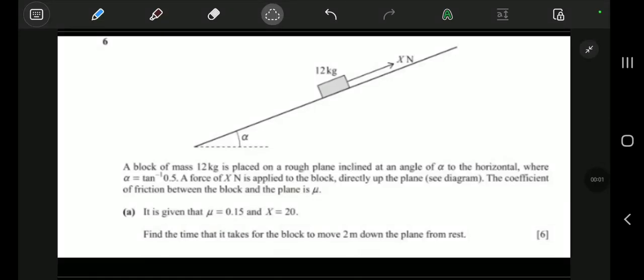Now question 6 goes as: a block of mass 12 kg is placed on a rough plane inclined at an angle alpha to the horizontal, where alpha is tan inverse of 0.5. A force of x Newton is applied to the block directly up the plane. The coefficient of friction between the block and the plane is mu. It is given that mu is 0.15 and x equals 20. Find the time that it takes for the block to move 2 meters down the plane from rest.